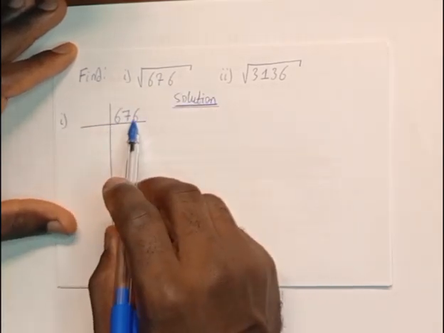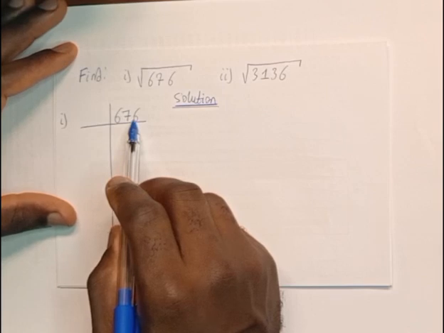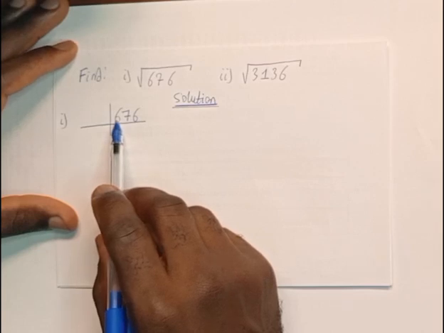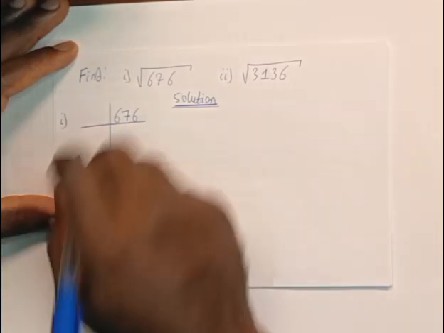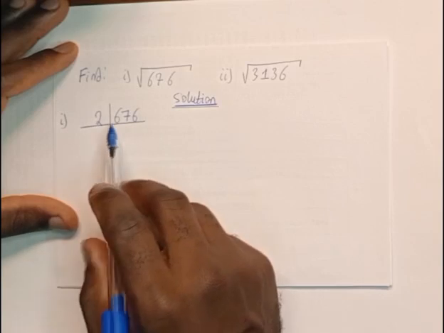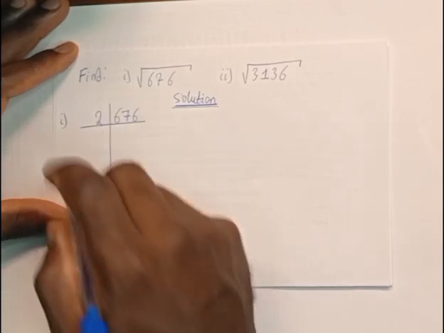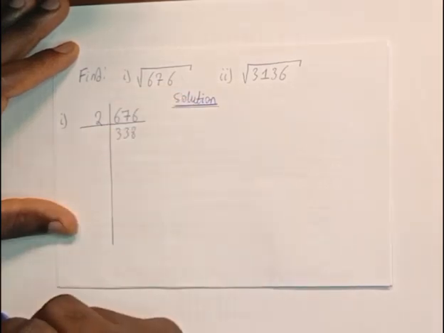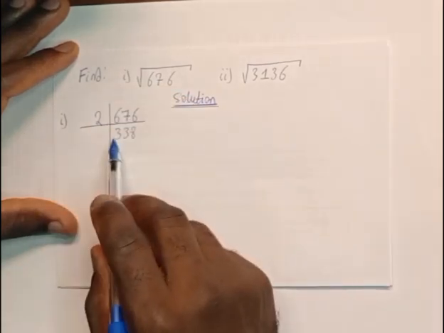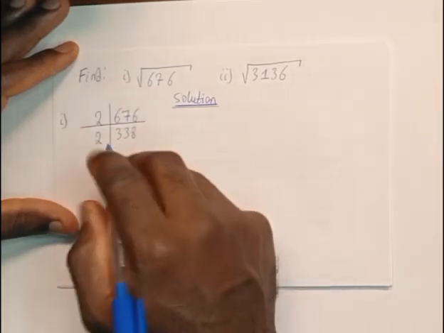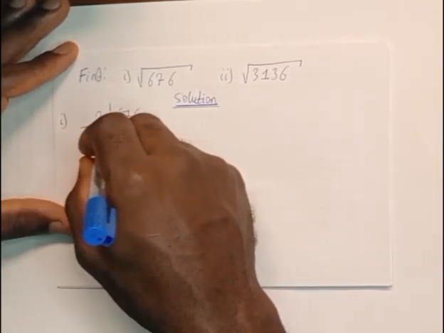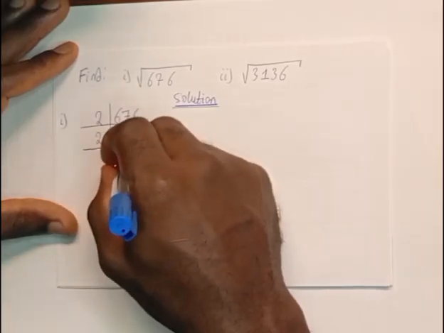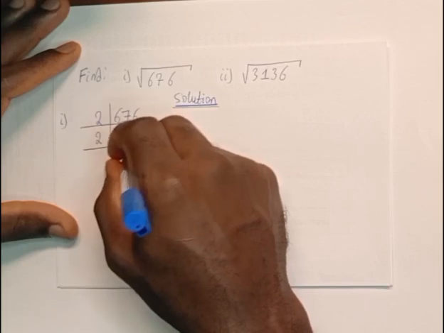The number 676 is an even number. That means the smallest prime factor of this number 676 is 2. Write 2 here. 676 divided by 2 gives us 338, which is an even number. That means 2 is a prime factor of the number 338. We divide 338 by 2. It gives us 169.